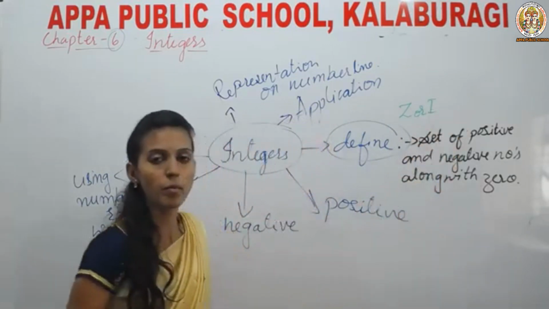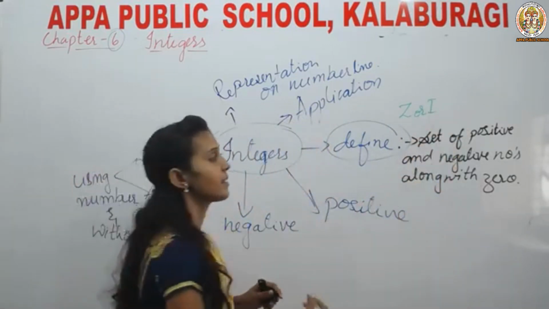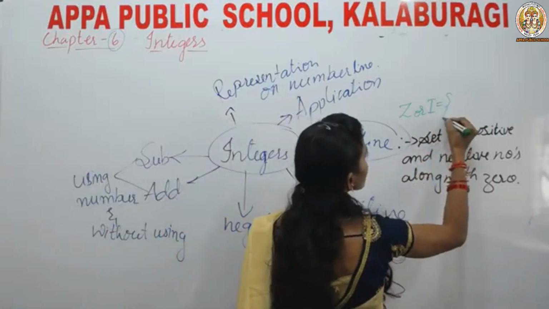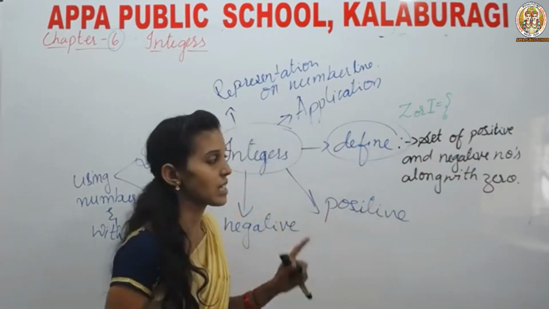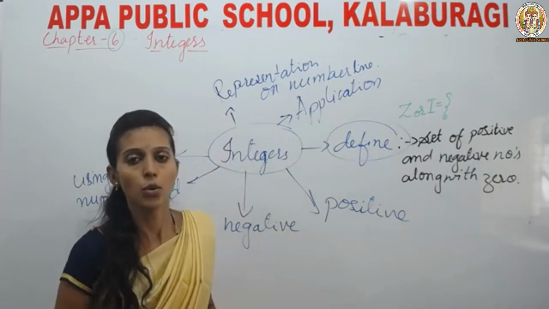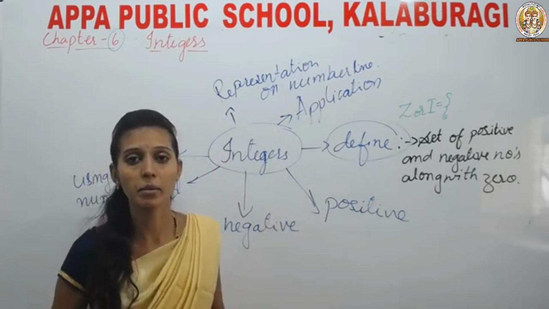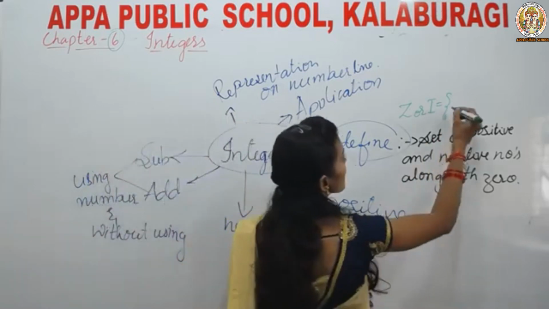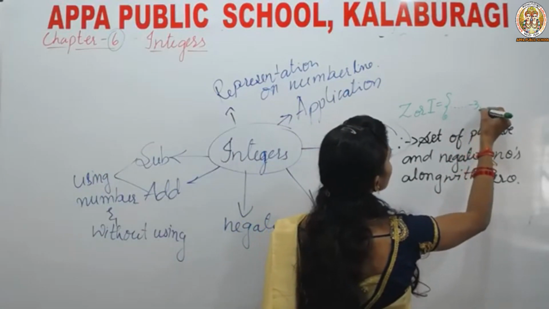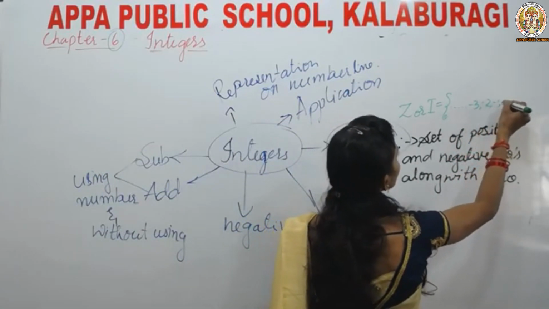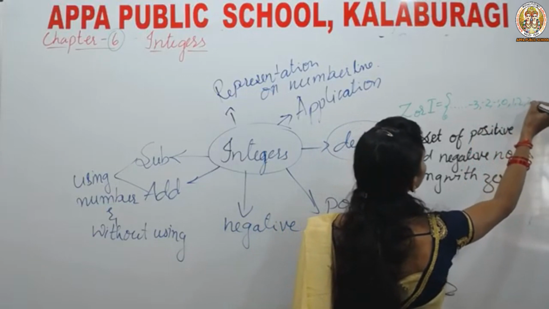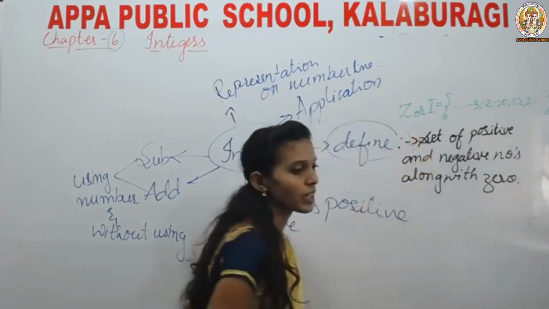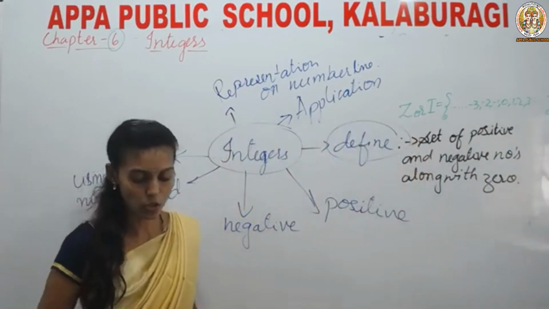Is it visible properly? Yes. Z or I. This is nothing but a set. A set is shown or represented using flower brackets. There is no end for negative integers and there is no end for positive integers.